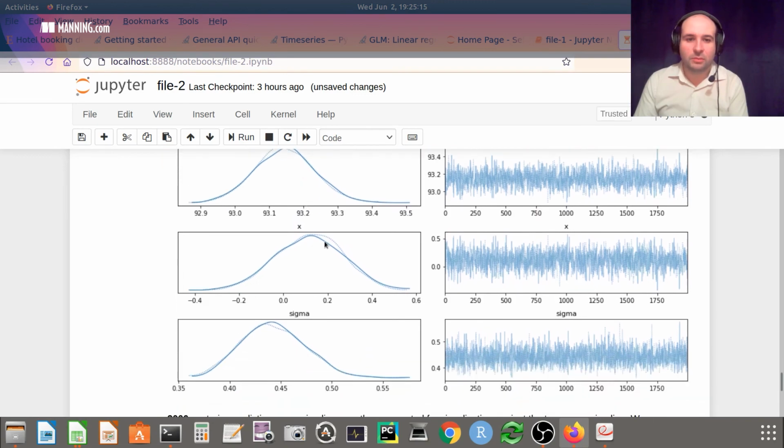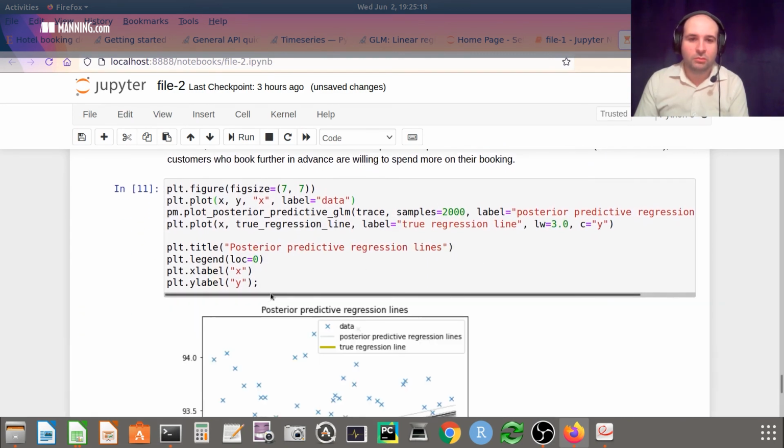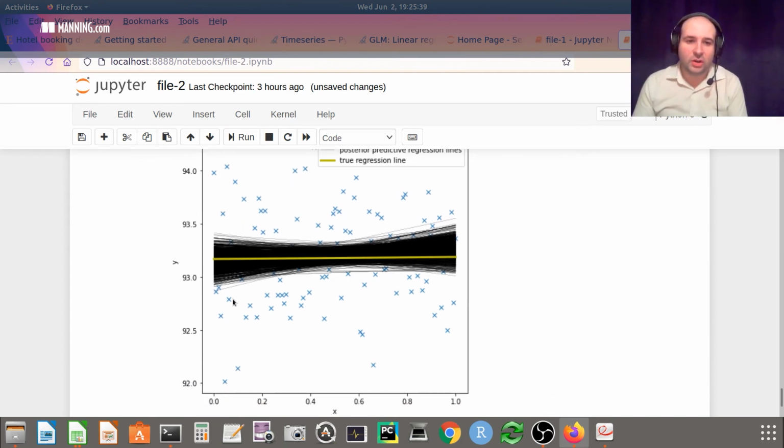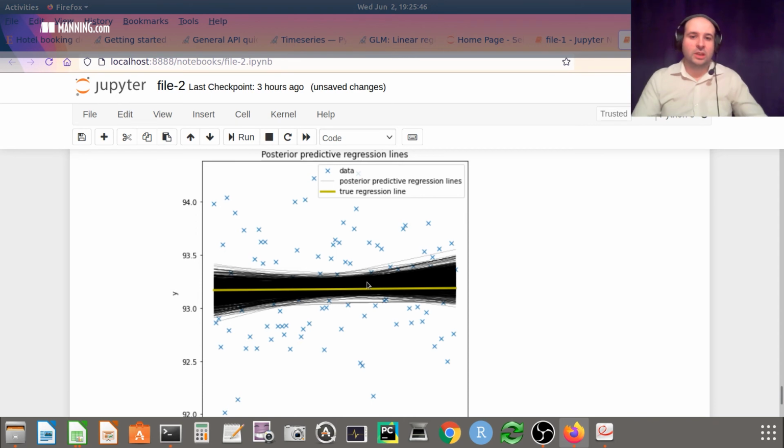We have our intercept, our x or sigma. Now, on the whole, this is the true regression line, which shows virtually no relationship between ADR and lead time. Again, we're running across just one data set. We have many different regression lines where a lot of them show no relationship, but there are certain cases where we do identify somewhat of a positive relationship between ADR and lead time. So the higher the lead time, the more that the customer can be expected to spend at the hotel.